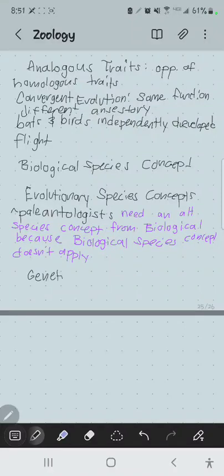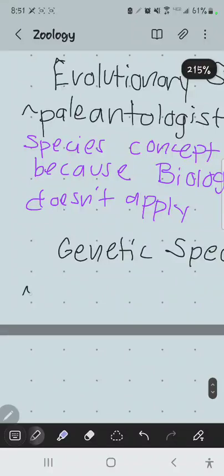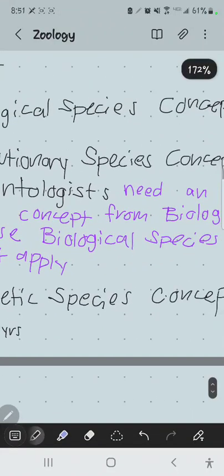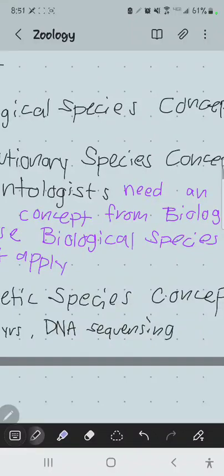Genetic species concept. Over the last 20 years this has become probably as popular, if not more popular, than the biological species concept. The reason is that it's now relatively easy to collect DNA from organisms and sequence it. Basically, the genetic species concept works off of divergence: how genetically different are two organisms.